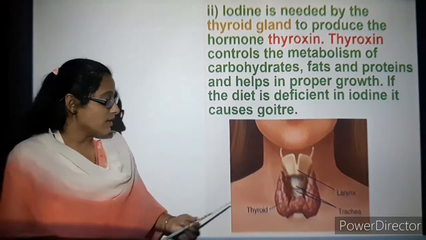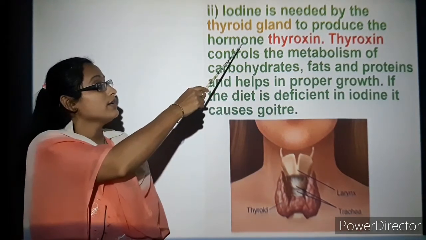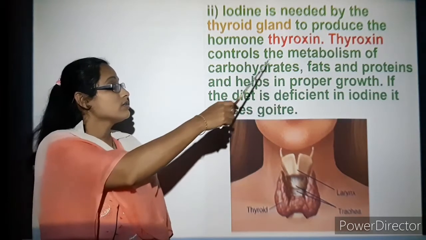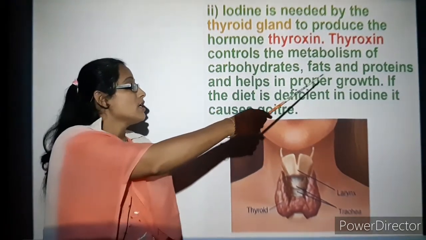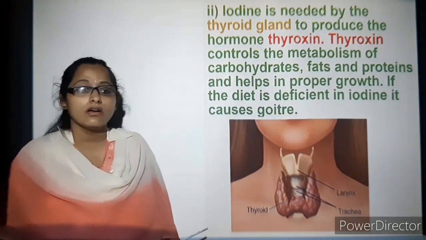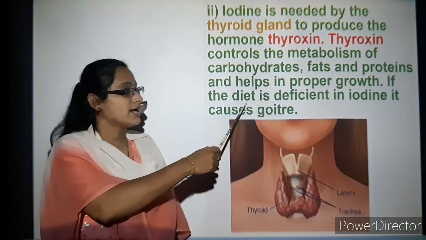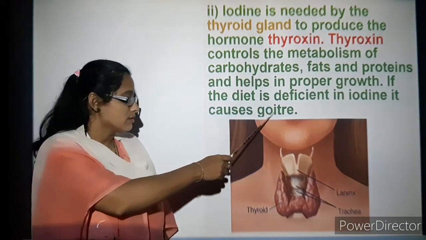So next comes the thyroid gland. Iodine is needed by the thyroid gland to produce the hormone known as thyroxin. Thyroxin controls the metabolism of carbohydrates, fats, proteins, and also helps in the proper growth of human beings. If the diet is deficient in iodine, it causes goitre.